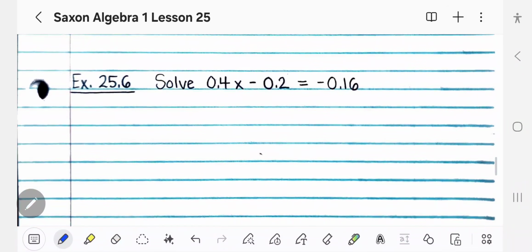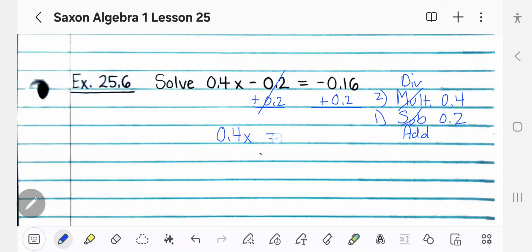All right, example 25/6. This is our last one for this set of examples. If I knew what x was, the first thing I would do is multiply by 4/10, and then I would subtract 2/10. So let's follow it backwards, and instead let's add 2/10, and let's divide by 4/10. Okay? So we're going to add 2/10. Remember, we're always starting with the adding or subtracting first. We get 4/10 x is equal to.